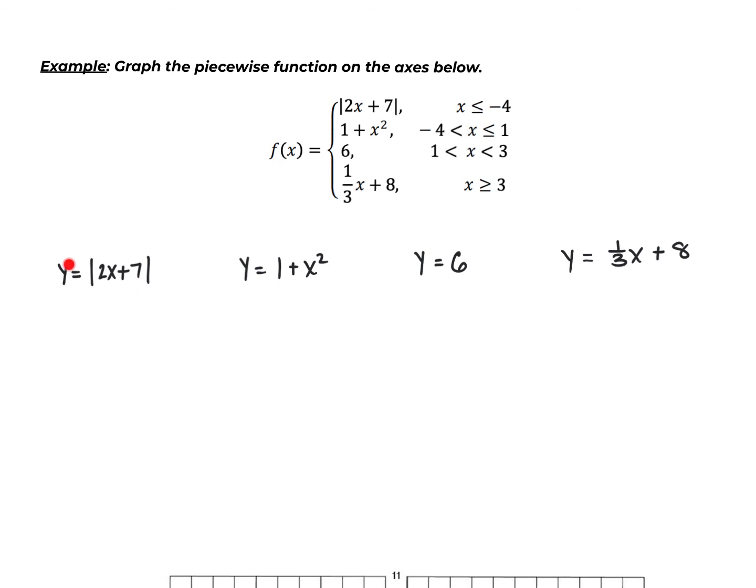So if we want to put this one in, but notice I only want it for when x is less than or equal to -4. So what that means is I only want to calculate or plot values that are less than or equal to -4. So -4, -5, -6, -7, -8, so on and so on. And be careful at this -4, since there's a line underneath, that means we're getting a closed circle here.